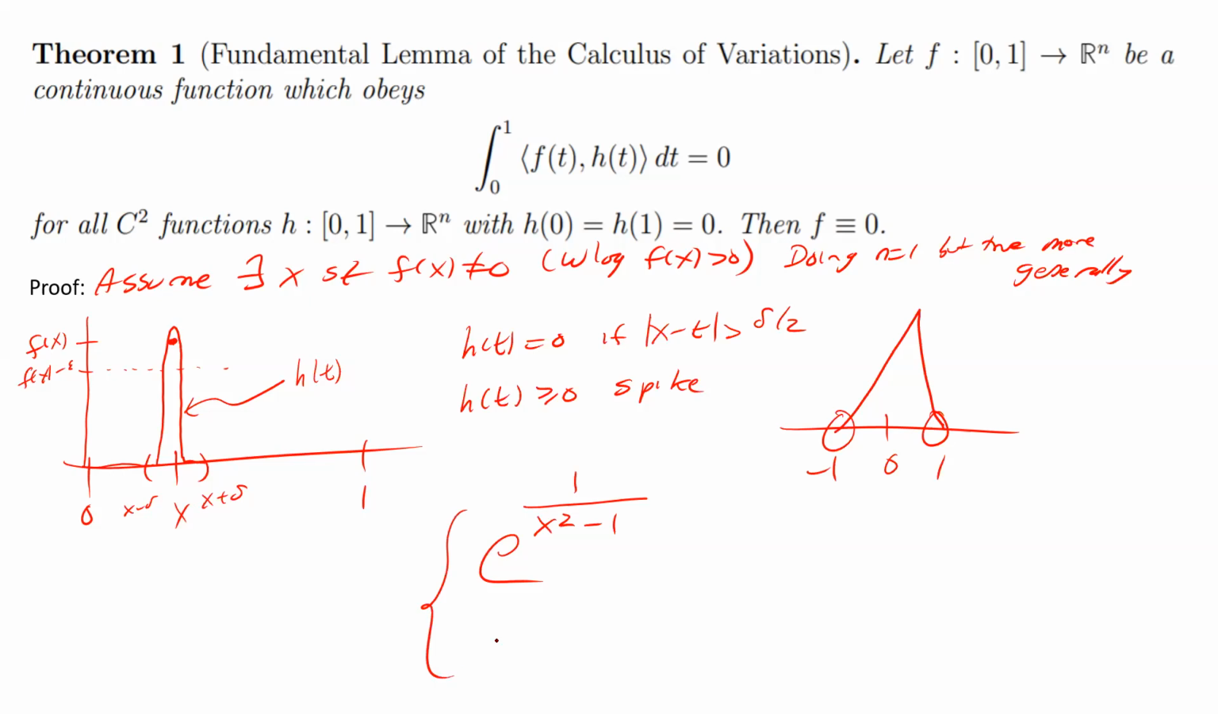So if we take this for the absolute value of x less than 1, and 0 for the absolute value of x greater than or equal to 1, that should give us a function that'll look like this, and it will be 0 now at -1 and 1. And it will take on its largest value at 0.